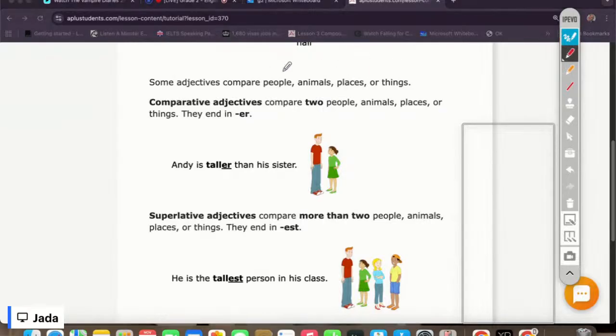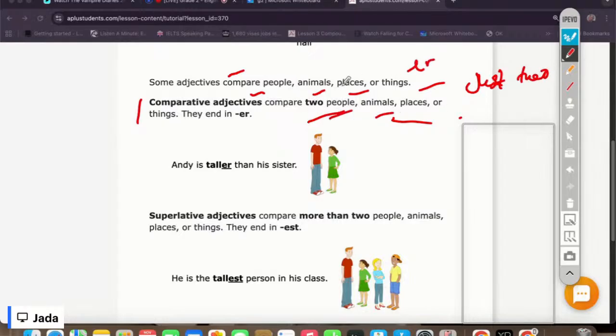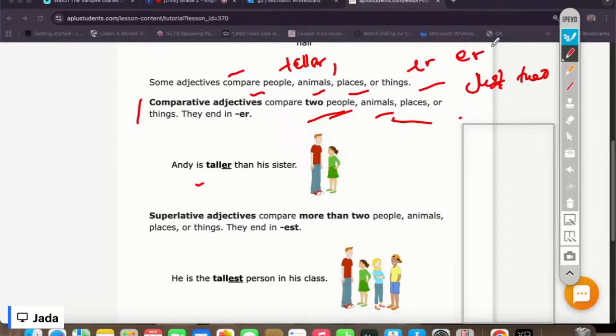All right, so some adjectives compare people, animals, places, or things. This is what we have to note. Now we have comparative adjectives, which compare two people, animals, places, or things. So comparative compares between just two, and they end in er. So we have, Andy is taller than his sister. So we have taller.